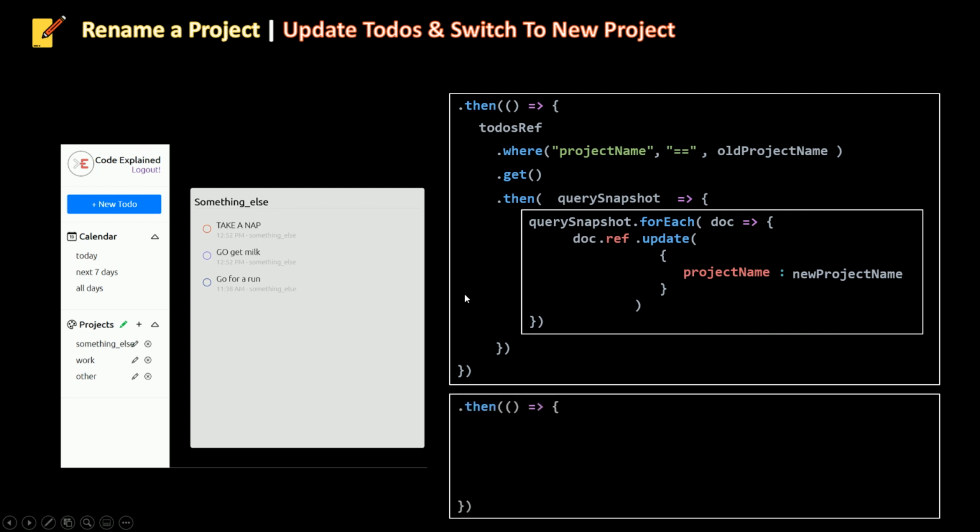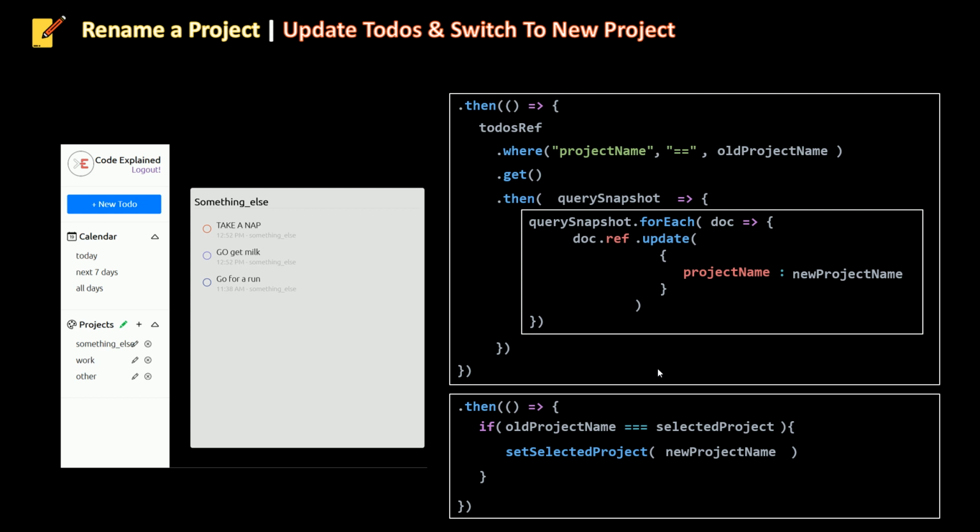Now after that, I'm gonna need to check if the old project name, the project I am renaming, is the same as the selected project. If it's the case, I need to set selected project name to the new project name. So I don't want to keep the selected project be the old project name. I want to make it now be the new project name. So that's it for the logic part. Let's go now and see this in action.